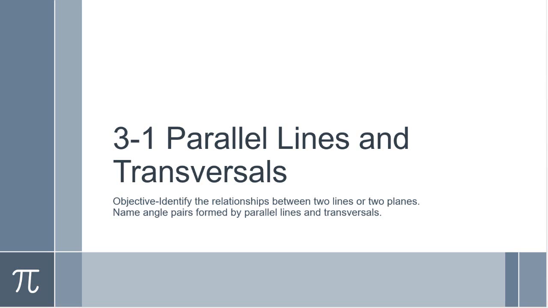Alright guys, we got section 3-1, which is parallel lines and transversals. The objective here is to identify the relationship between two lines or two planes and name angle pairs formed by parallel lines and transversals. So you'll see that this section is very vocabulary driven, but don't take that for granted because you're going to find that a lot of this stuff is going to become increasingly important as we move forward. We're going to use all these definitions to solve problems and later on do proofs.